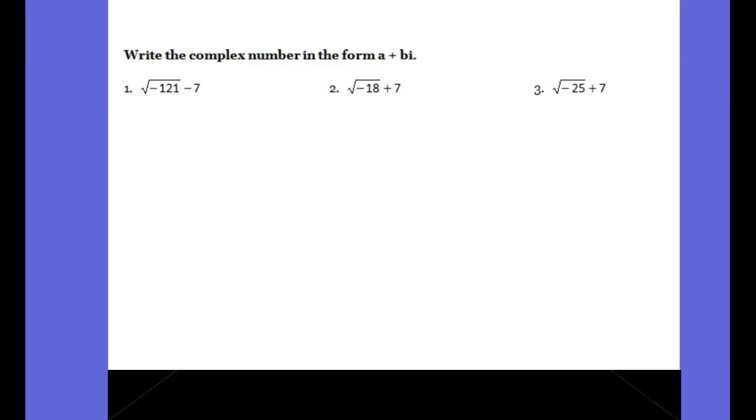So, it says write the complex number in the form a plus bi. What that means is you have to write the real plus the imaginary. The imaginary part is the part that comes from a negative square root. Right here, this is the imaginary piece to my problem. So the minute you see a negative under your square root, you want to immediately bring it out as an i. So the first thing I'm going to do is rewrite this problem as i square root of 121 minus 7.